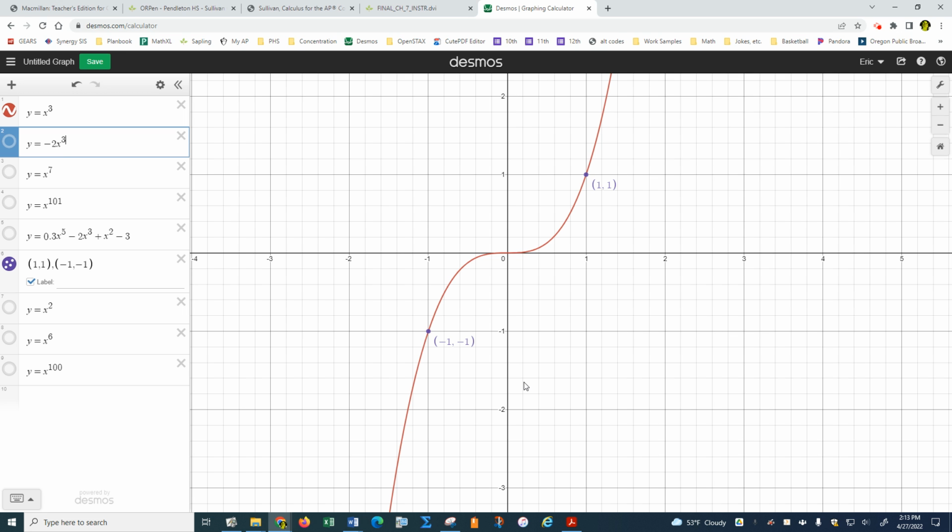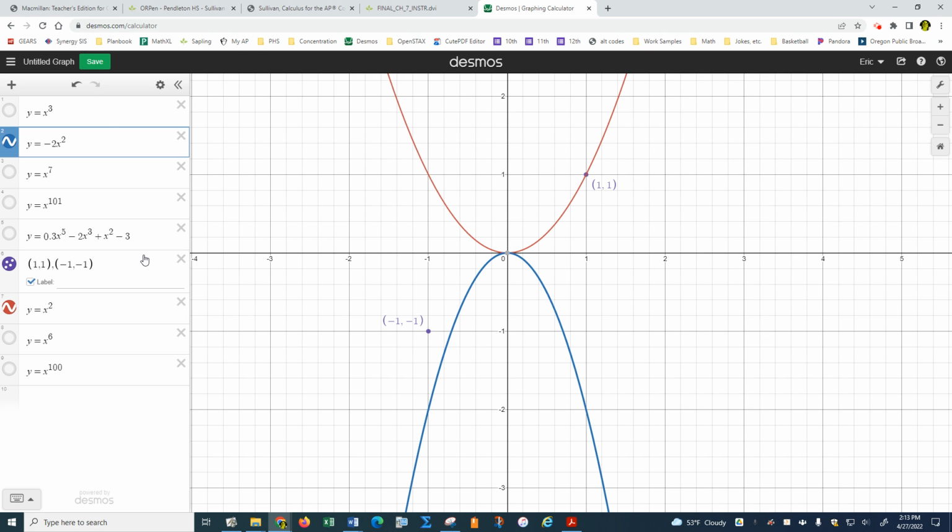What do you think? Gavin, you got an idea? Okay, yeah, it's going to flip it, isn't it? So if I do y equals negative 2x cubed, it's going to flip it around, right? So it reverses the end behavior. Same thing is true if I wanted to graph, there's my x squared. What if I graph negative 2x squared? If I turn that on, it's again just going to reverse the end behavior.